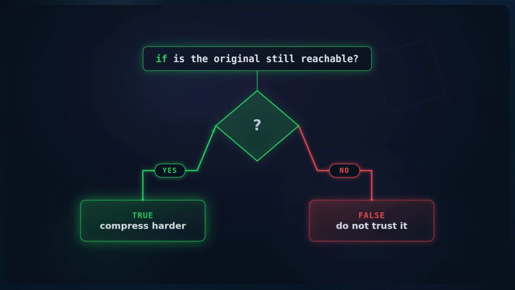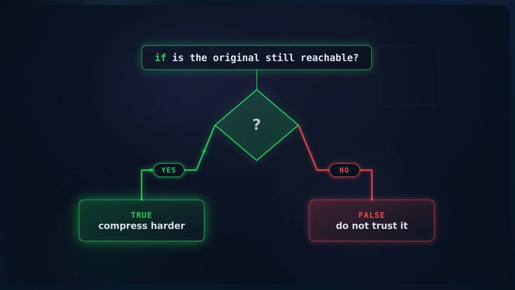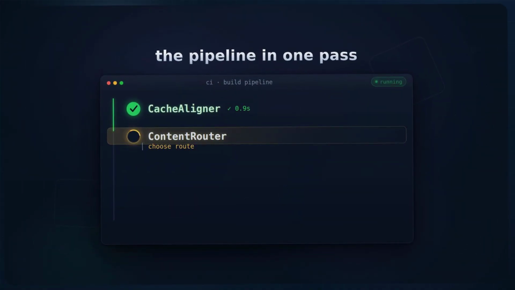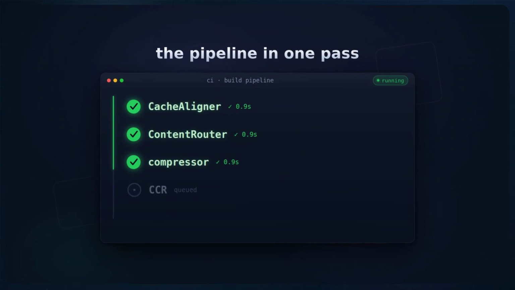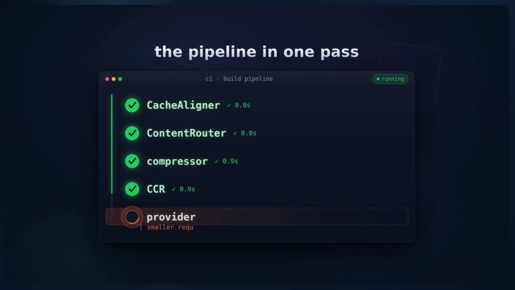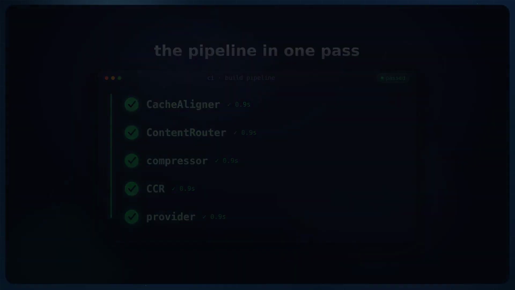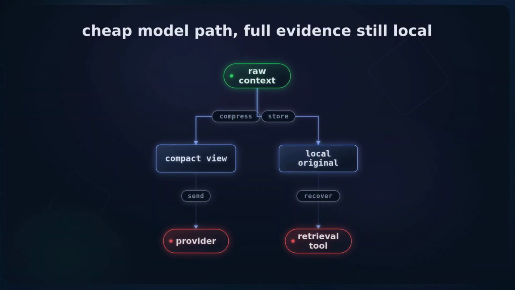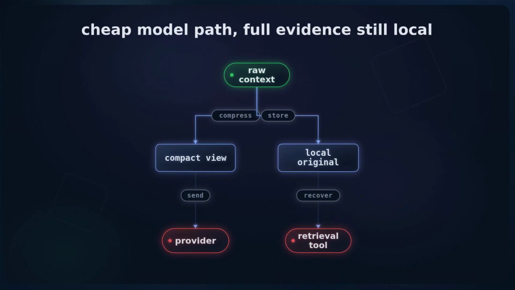The best mental model is a local pressure valve. The provider sees a smaller request, while your machine keeps the full evidence. The default path is short enough to keep in your head. First, the cache aligner tries to make the front of the request stable. Provider prompt caches are picky. If the prefix changes by a little, the cache miss can be expensive. So Headroom moves volatile material away from the part that should stay identical.